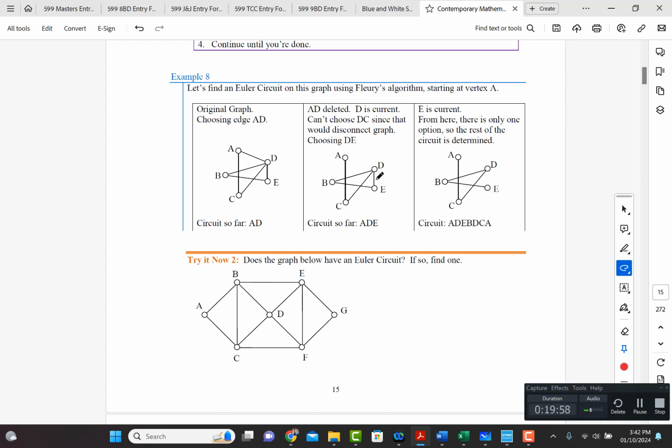Now we look at D to E, D to C, and D to B. Okay? And so which one of those can we delete?